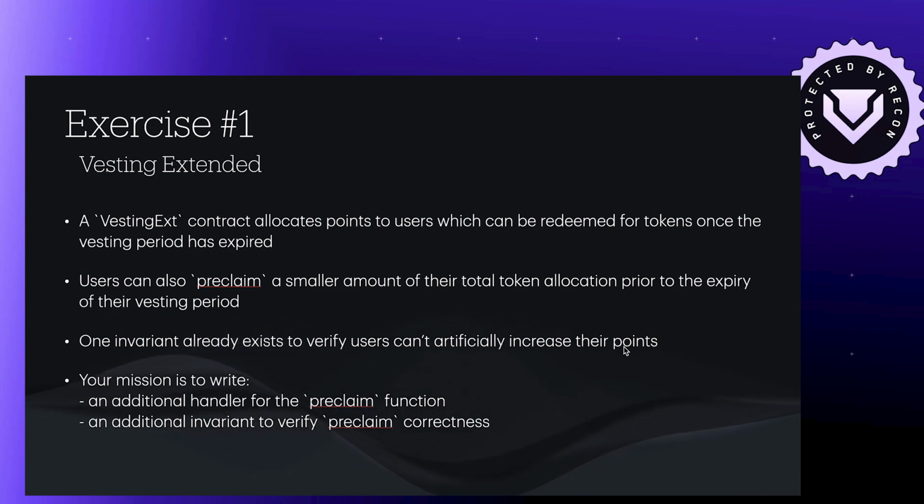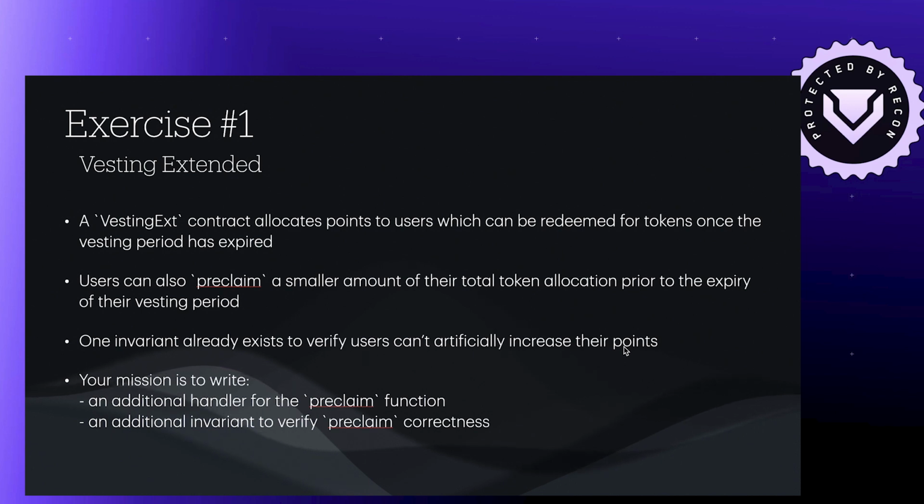Imagine you've got all these tokens, but they're vested for like 12 months, and you're like, man, I want to hit up that exit liquidity now. I can't wait 12 months. I need to sell, baby. I need to get exit liquidity. Well, you can pre-claim some tokens, and you can dump them on retail today. Okay, beautiful. So, what is the invariant here?